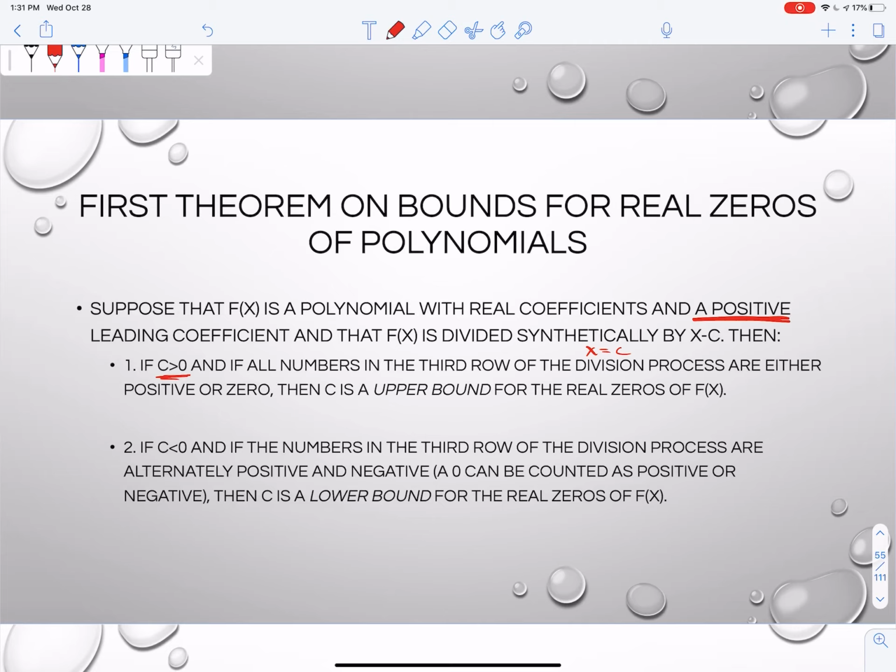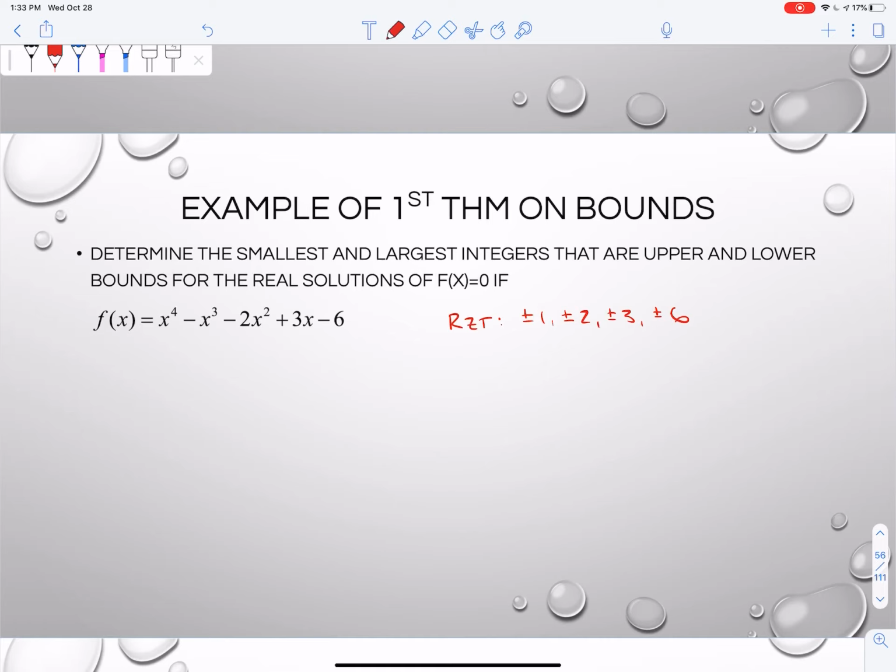So what we're going to do is go through and take a look at some of these zeros. Let's say I pick 3, for example. If I want to synthetically divide by 3, so I'm testing x equals 3 to see if it's a 0, I'm going to divide 1, -1, -2, 3, and 6.